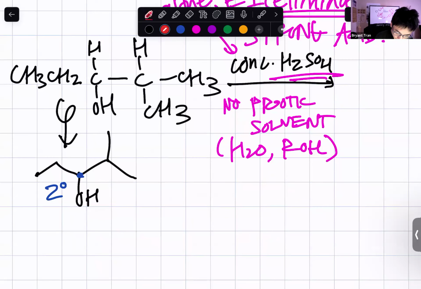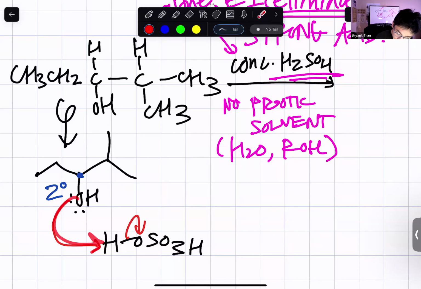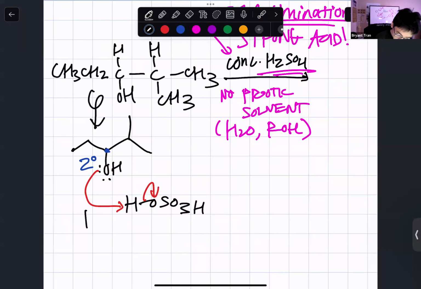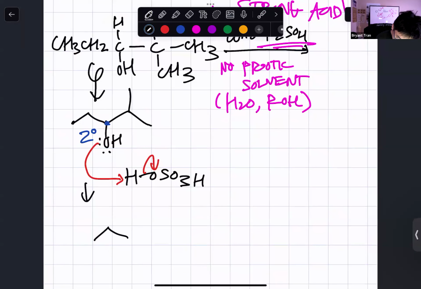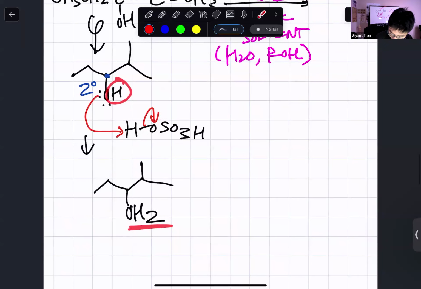So I'm going to draw out the H2SO4 like this, where our most basic atom here is going to be this oxygen of the alcohol. So we're going to protonate that alcohol. This oxygen of the alcohol is going to grab that hydrogen and then kick out that conjugate base, HSO4 minus. When we do that, this oxygen would now have two hydrogens. Right, before it only had one hydrogen, but now it has two hydrogens.